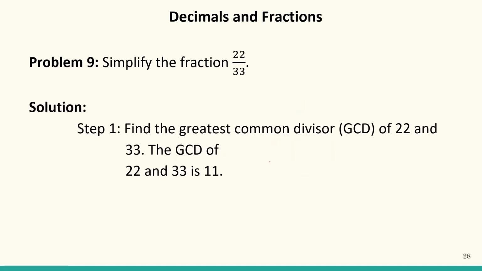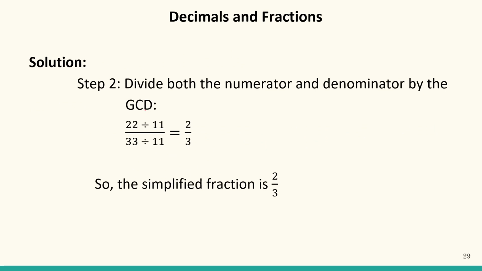Okay, so we found out the GCD. First we found out the divisors, then we found out what are common among them, and then we found out what is the greatest among them. Okay, so the GCD of 22 and 33 is 11. So then we divided it, and we found out that 2 by 3 is the answer.